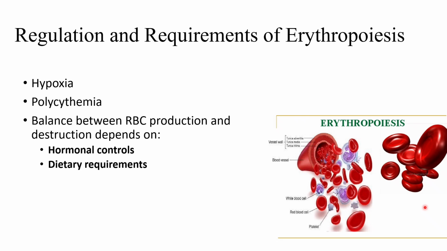Pretty much about 2 million red blood cells are made per second. With that 1.5% that I'm talking about, 2 million red blood cells are made every second, and there should be a balance with the production and destruction depending on hormonal controls as well as dietary requirements.